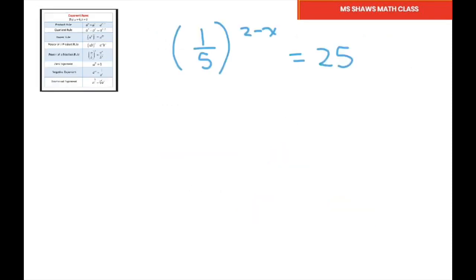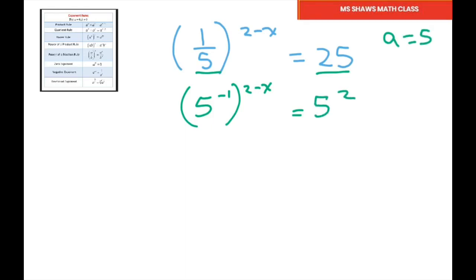All right, the next one is this one. So the same thing, I'm going to use my negative exponent property or rule, and that's going to be 2 minus x. And then to change my base, I'm letting my base a equal 5. So it'll be 5 squared. Now let's go ahead and distribute this negative 1. So that's just negative 1 times 2 minus x equals 5 squared.